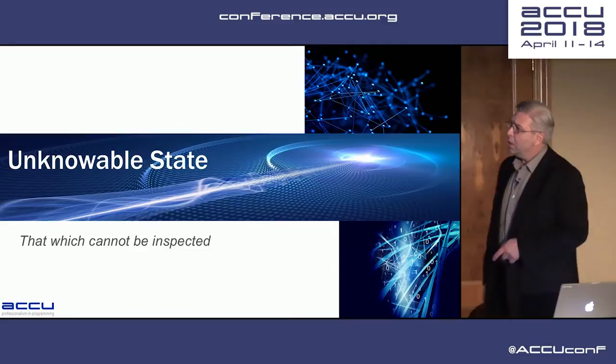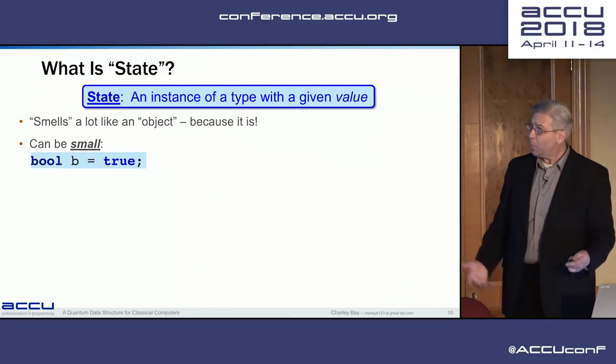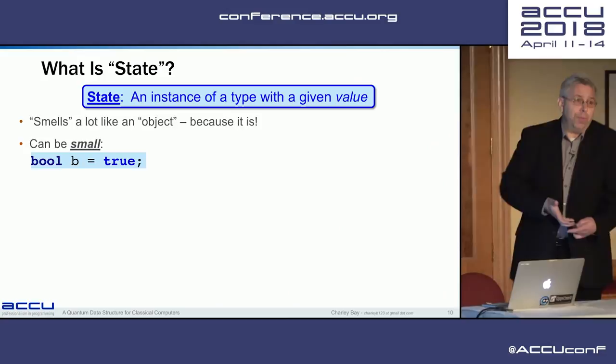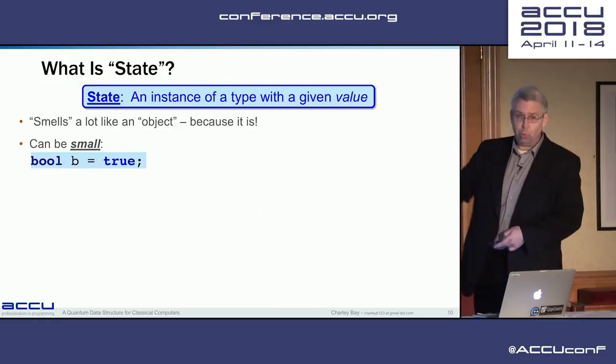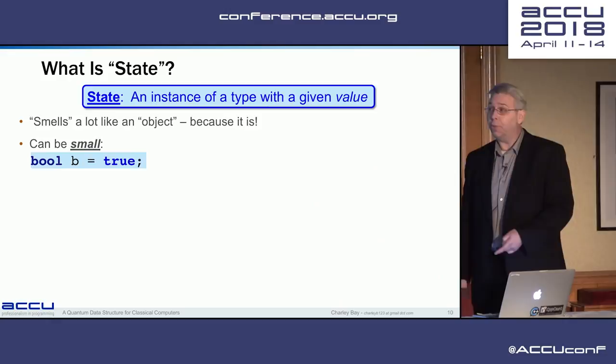A knowable state. When we talk about state, what is state? Well, state is an instance of a type with a given value. That kind of smells like an object because that's what it is. So bool b, it's true or false. It's small, there's not a lot of state there, it's true or false. Well, it can be a little bit bigger.